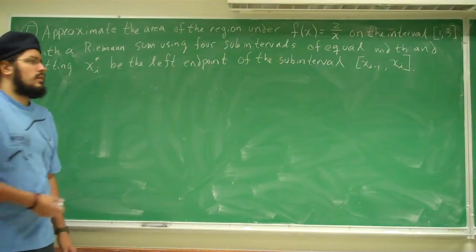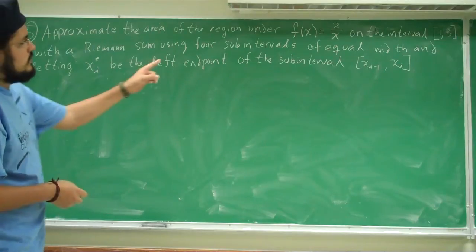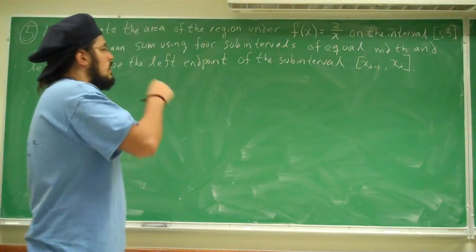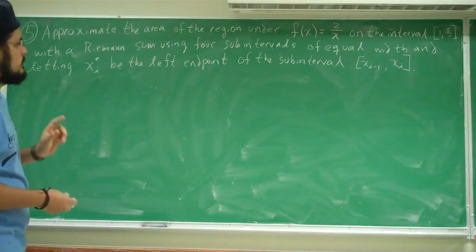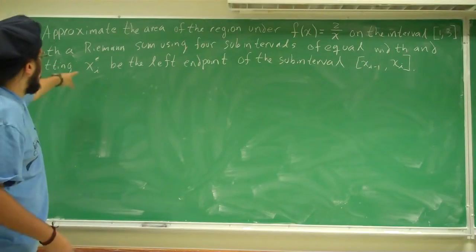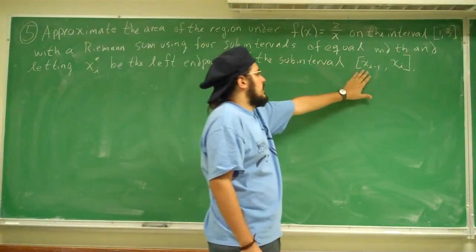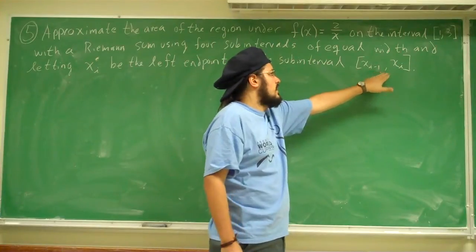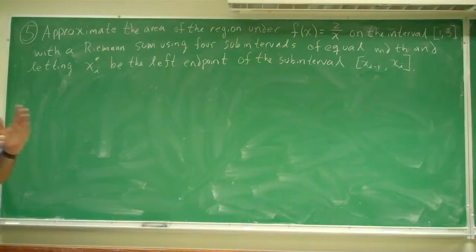So this is problem 5. Problem 5 reads, approximate the area of the region under f of x equals 2 divided by x on the interval 1 to 3, including 1 and 3, with a Riemann sum using 4 subintervals of equal width and letting x sub i star be the left endpoint of the subinterval x sub i minus 1, comma x sub i. Okay, so first of all, we want to find the area, right?